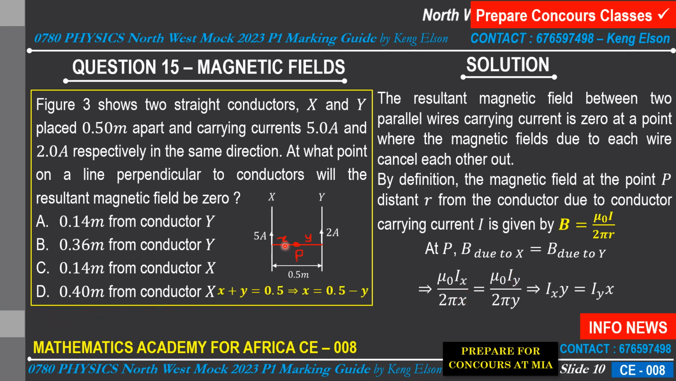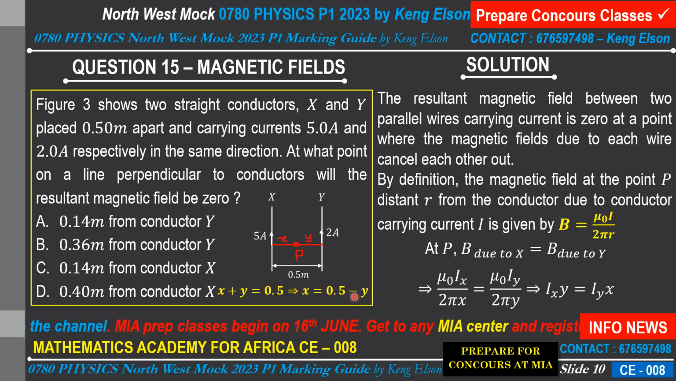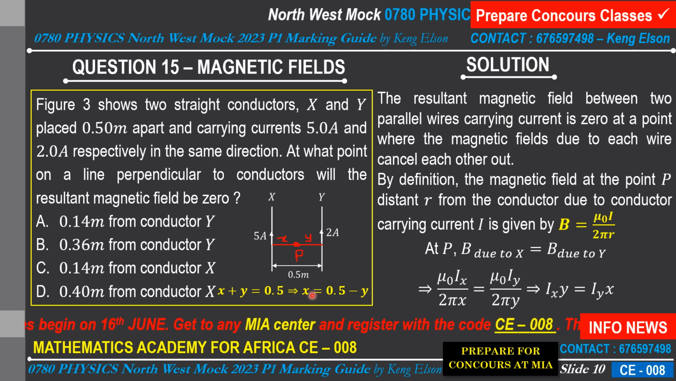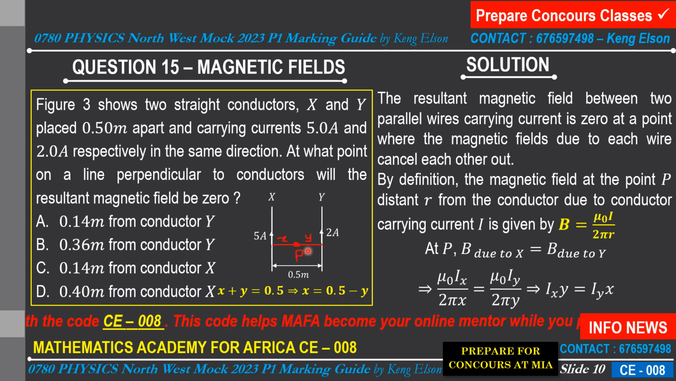Now we have to know that X plus Y must give us the distance between the two parallel conductors. So X plus Y must give us 0.5, which means that X is equal to 0.5 minus Y, or Y is 0.5 minus X. So having this in mind, we need to find the distance X or Y, then we compare with the options.